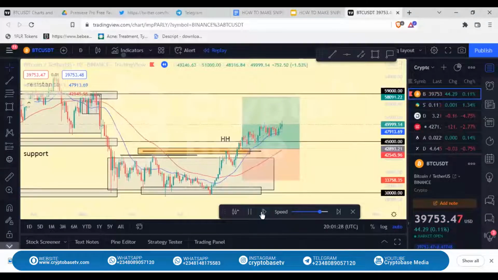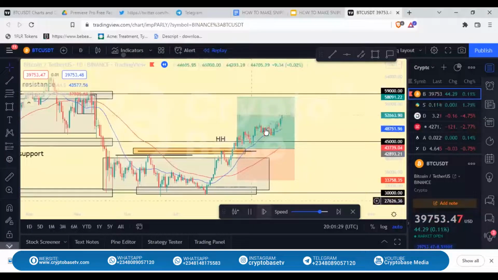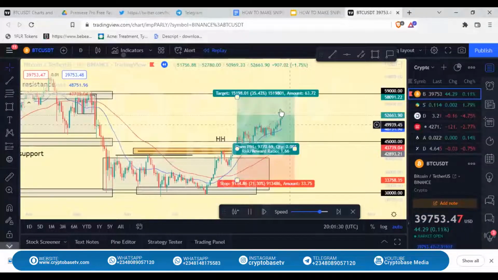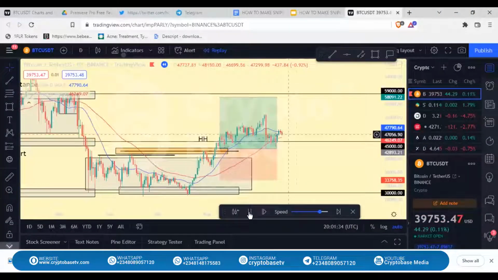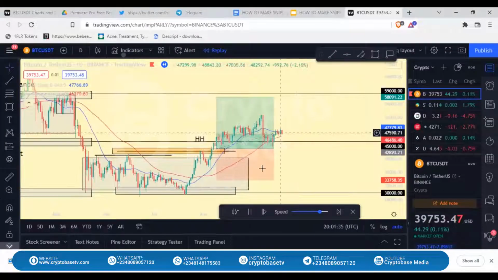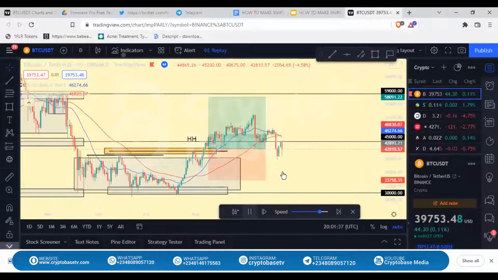So the chart was moving and moving. In fact, the chart was making higher highs and higher lows, higher highs and higher lows, higher highs and higher lows.